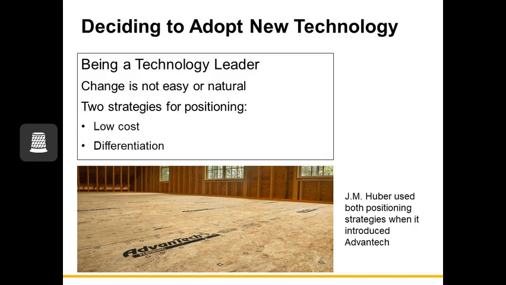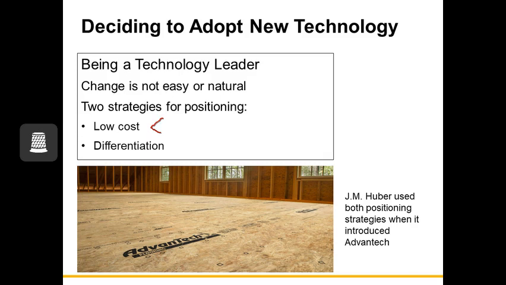And that's how they played to a differentiation positioning strategy. They also offered a little bit of a low cost strategy, because there were two dominant types of subfloor at the time. There was OSB and there was plywood. And plywood was considered the premier subfloor, particularly if it was a Douglas fir species or something of that nature. And what Huber did was they priced Advantech so that it was considerably less than plywood. And in that sense, they were offering a low cost positioning strategy.